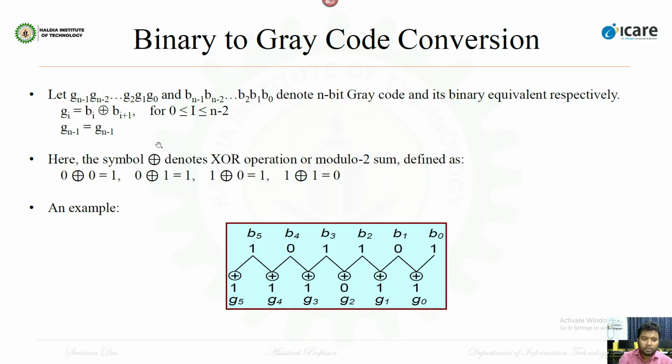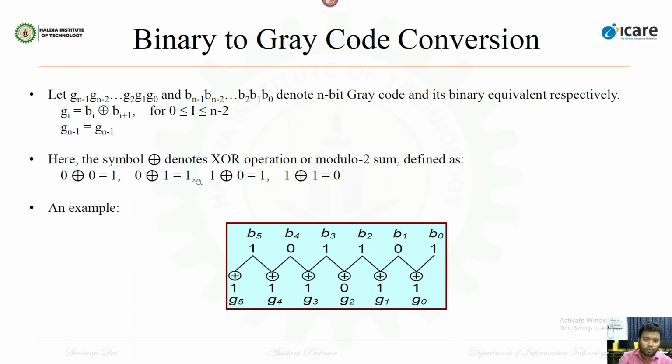Let's take an example. Before we solve the gray code conversion, let's recall the XOR operation we already know. In the truth table of the XOR gate, we know that if 0 and 0 are there, we get 0.